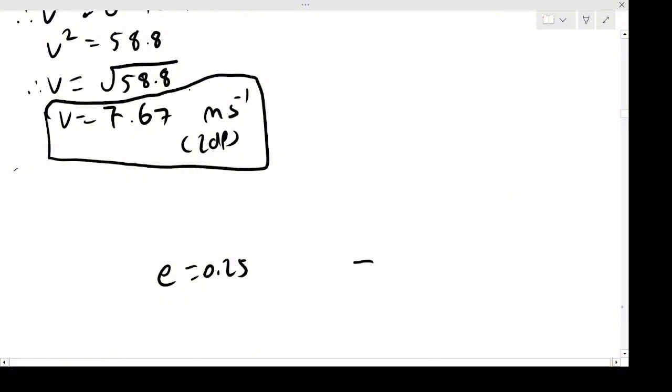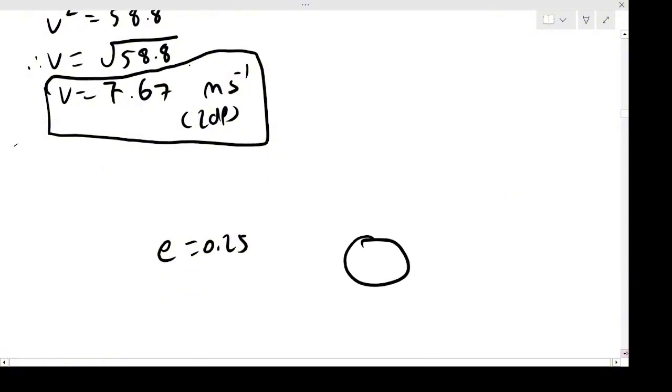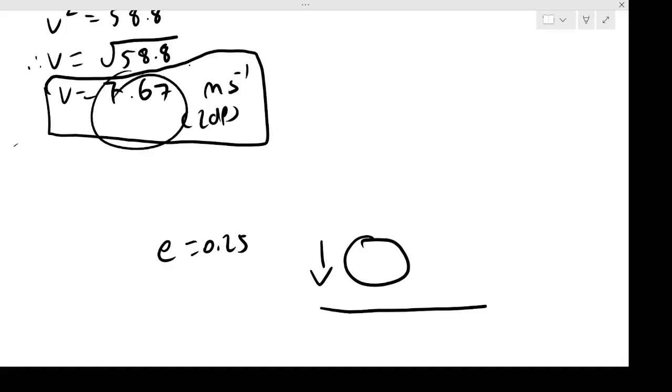So if I draw the situation out to illustrate, the ball's going to hit the floor like this. It's going to go towards the floor, and it's going to hit the floor with this speed 7.67.